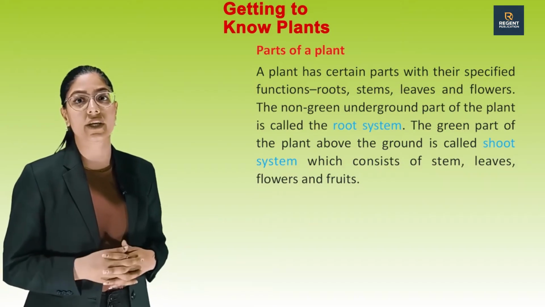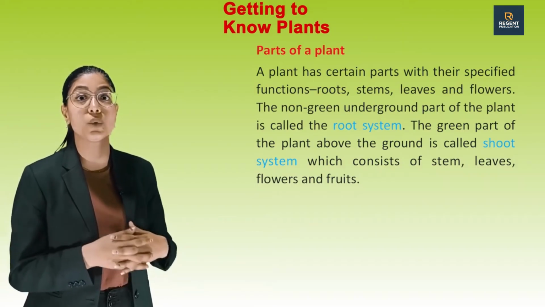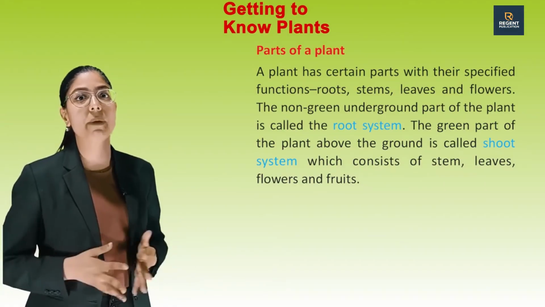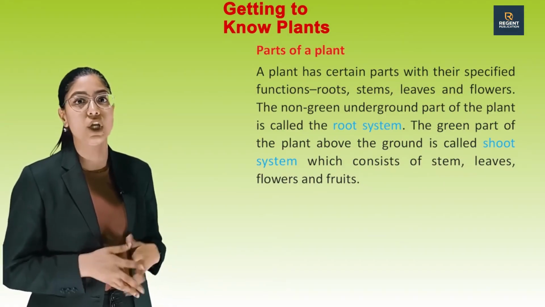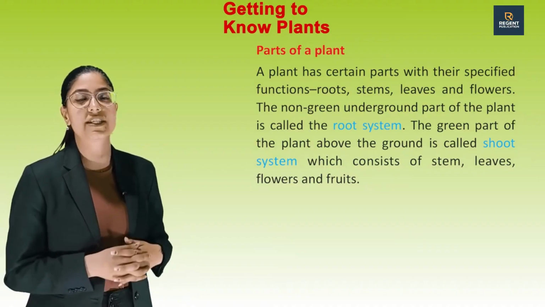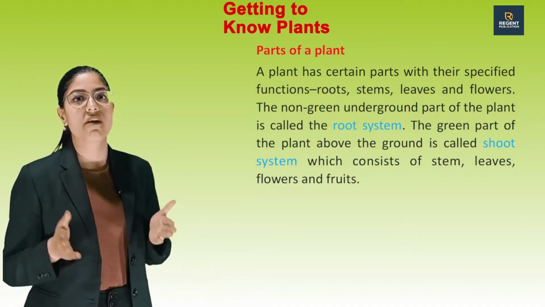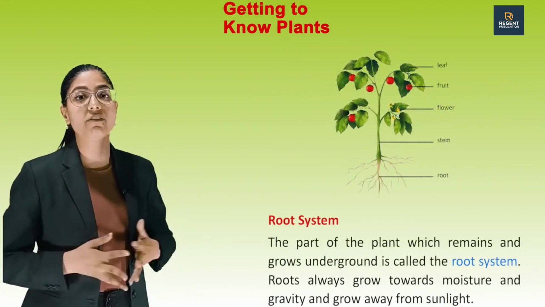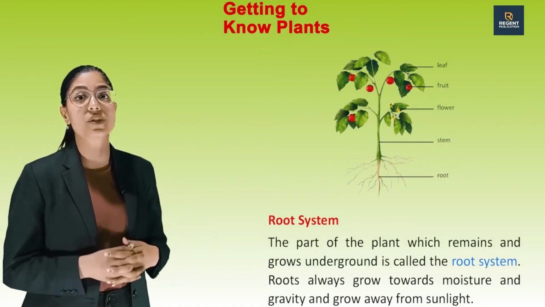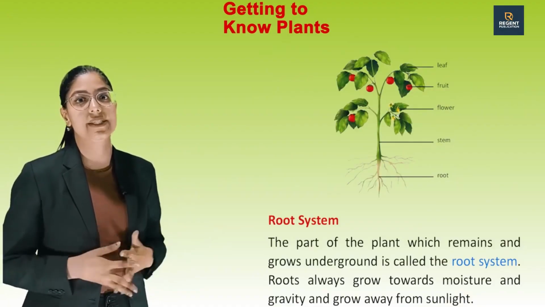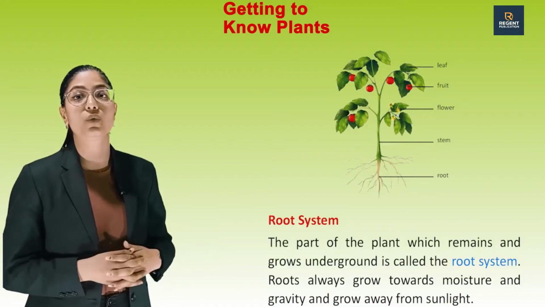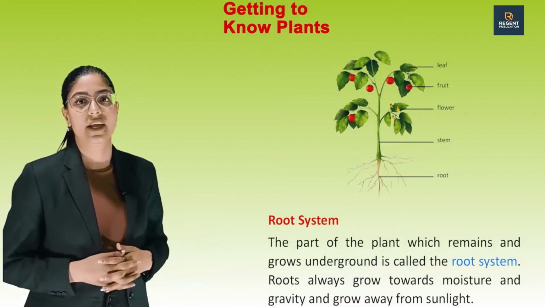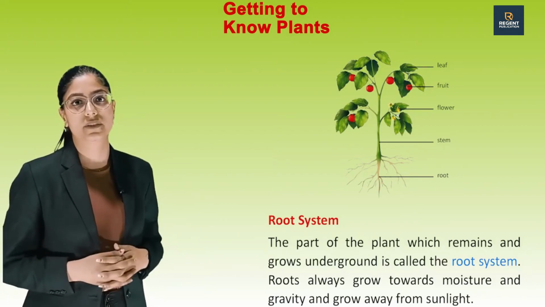The non-green underground part of the plant is called the root system. The green part of the plant above the ground is called shoot system, which consists of stem, leaves, flowers and fruits. Root system. The part of the plant which remains and grows underground is called root system. Roots always grow towards moisture and gravity and grow away from the sunlight.